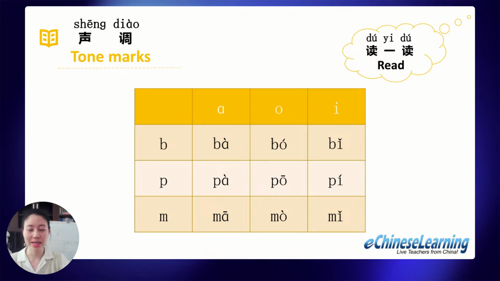So we can see it's the first tone on the top, right? So that would be ma, ma. Okay. So the next one would be the second tone, right? So that would be mo, mo. Okay. Yeah. So the next is the third tone. Third tone we're going to pronounce like mi, mi. Okay. So together, it's ma, mo, mi.